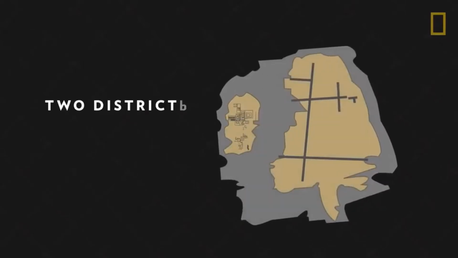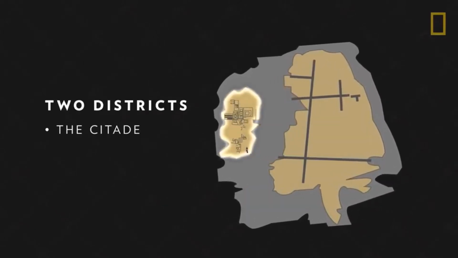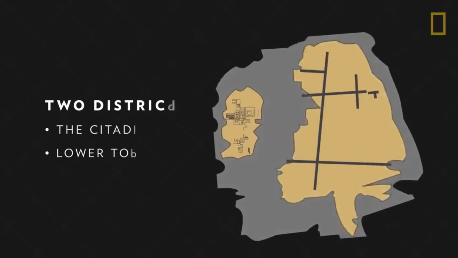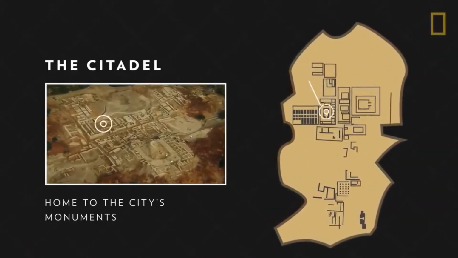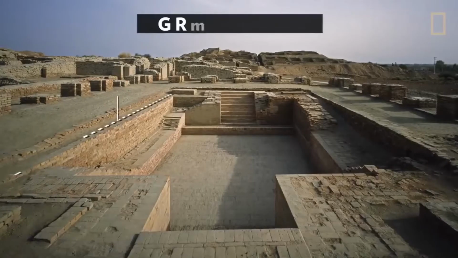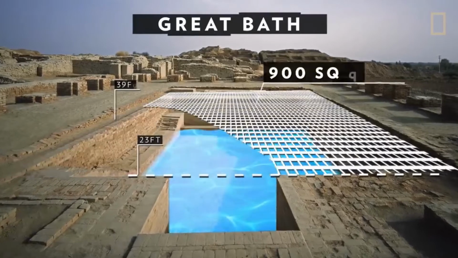The city was divided into two districts, the citadel and the lower town. The citadel is home to the city's exceptional monuments, including the Great Bath, a 900-square-foot tank fed from the Indus River.